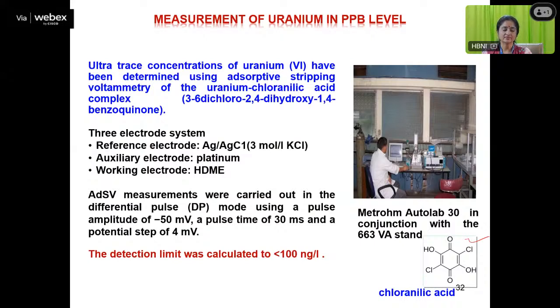Now the stripping measurements were carried out in the differential pulse mode using a pulse amplitude of minus 50 millivolt, a pulse time of 30 millisecond, and a potential step of 4 millivolt. If it is a new system, you have to optimize all these parameters by hit and trial, to see in which case you get the best result. So these have been optimized. The detection limit with this method can approach 10 nanogram per liter, or say 100 nanogram per liter. Nanogram per liter means you are going into the ppt range. This is an instrument in our lab, a Metrohm Lab 30, which is being used for this type of work.